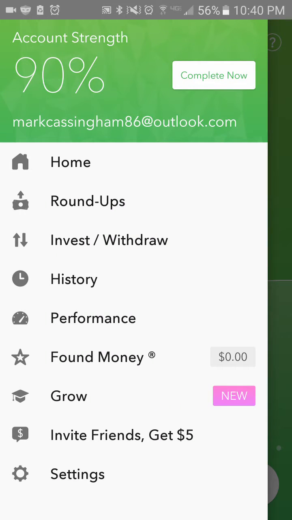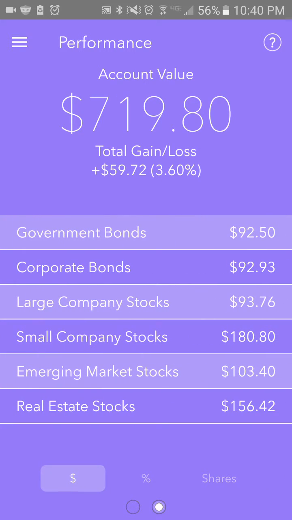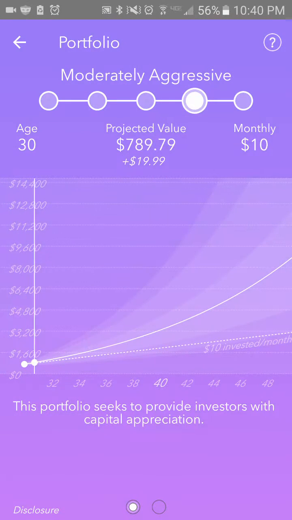Now, as far as the investments themselves, my current value is just about 720. This is how much I have allocated in each of the individual asset classes. So I'm moderately aggressive on the performance side. Get to that part real quick.